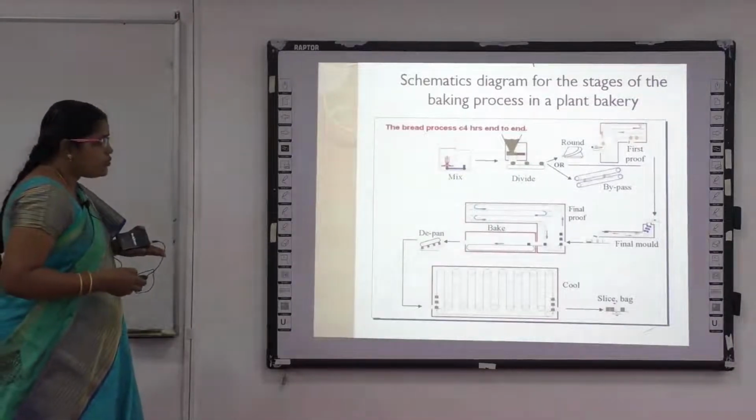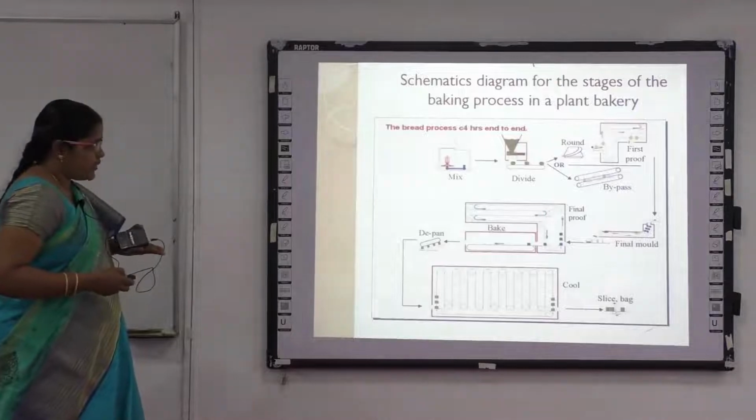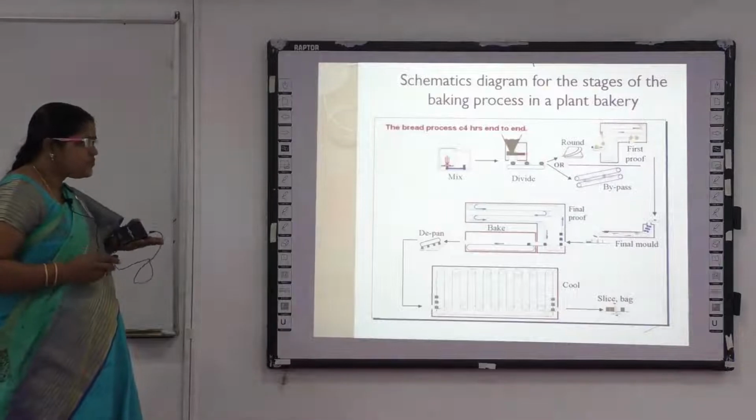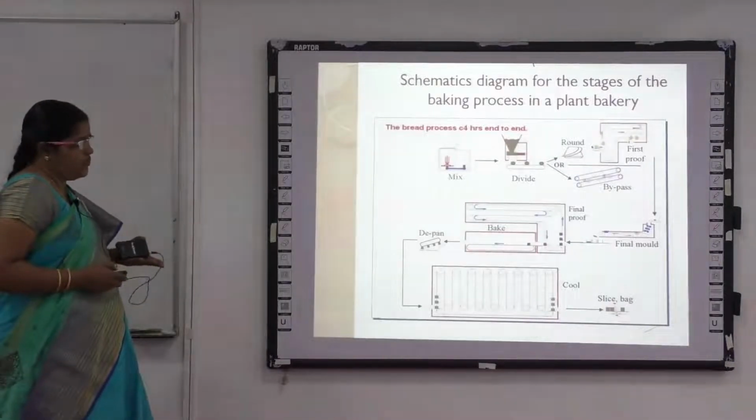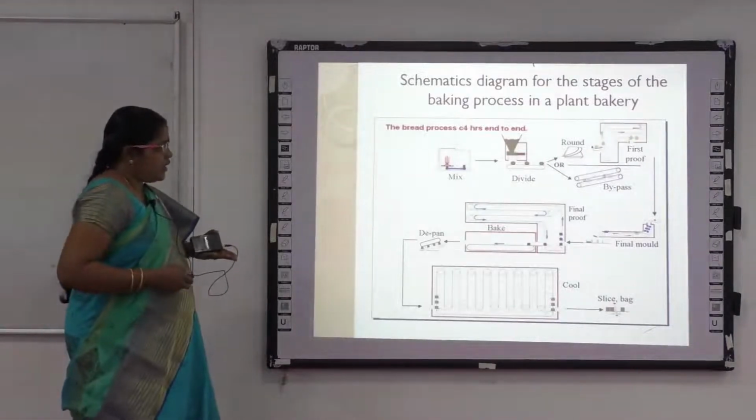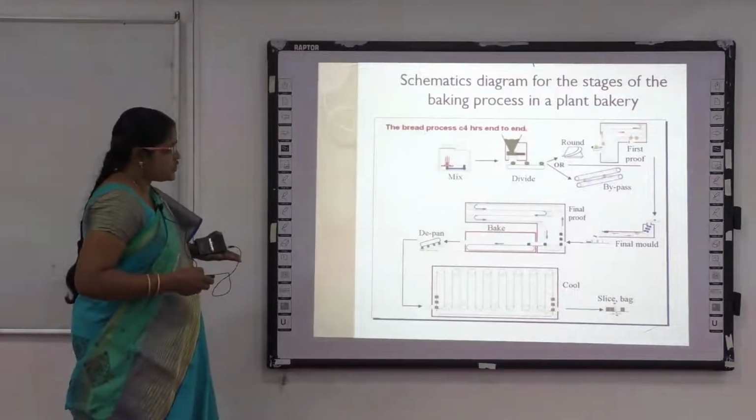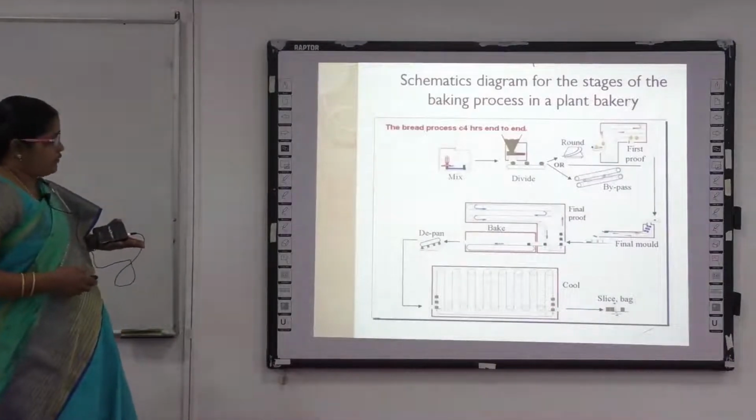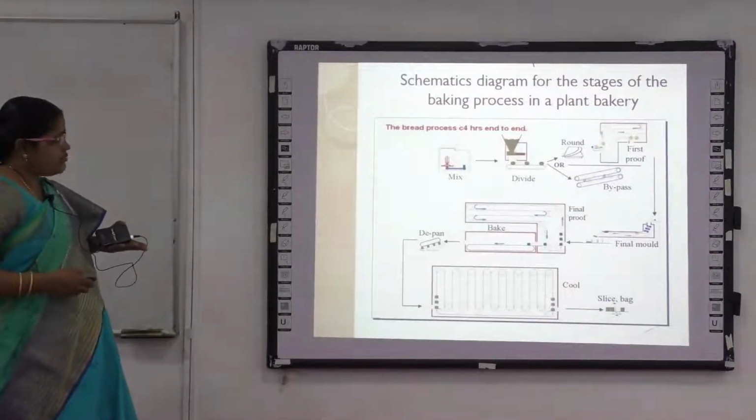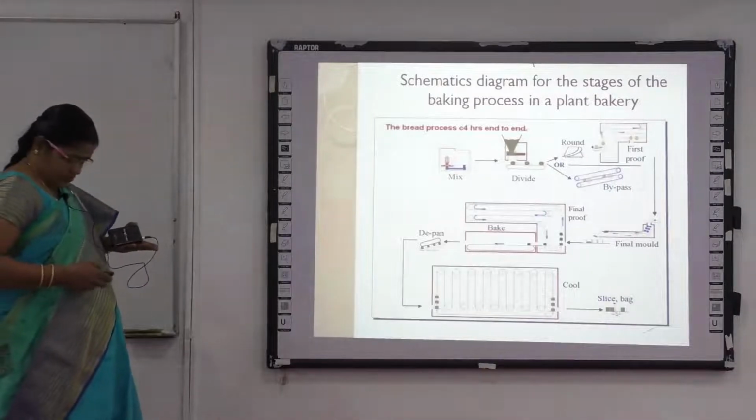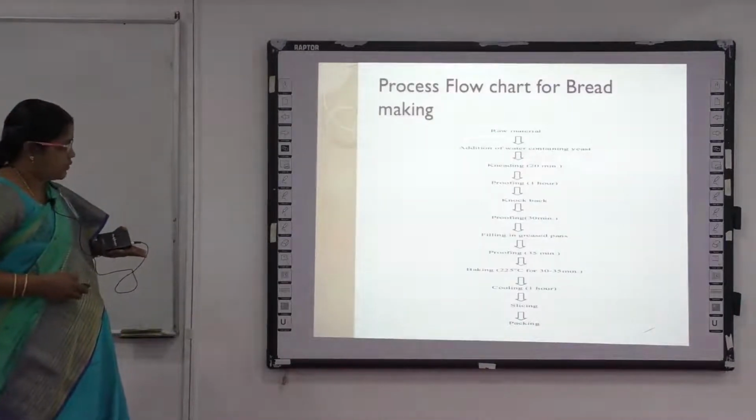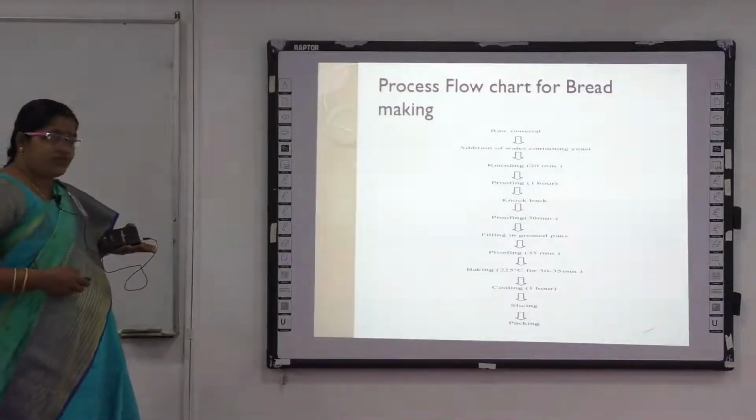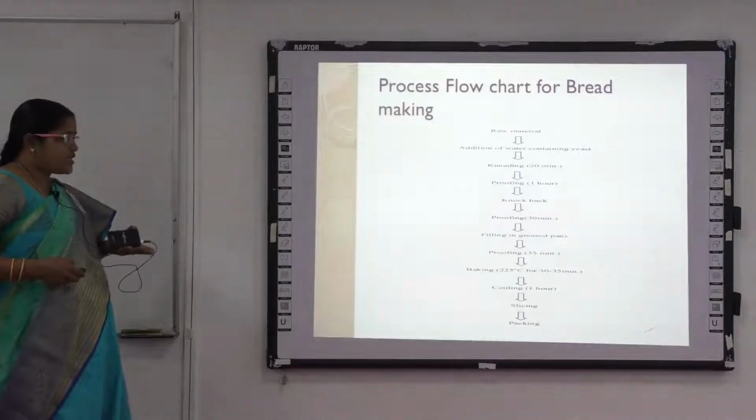Then this will move to a rounder, whereby the cylindrical shaped dough will be made into a round ball. The ball shape will be obtained. Then it will move to a proofing section. Proofing is nothing but fermentation. The proofing time in general is about 1 hour. During this proofing time, various reactions take place in the dough.